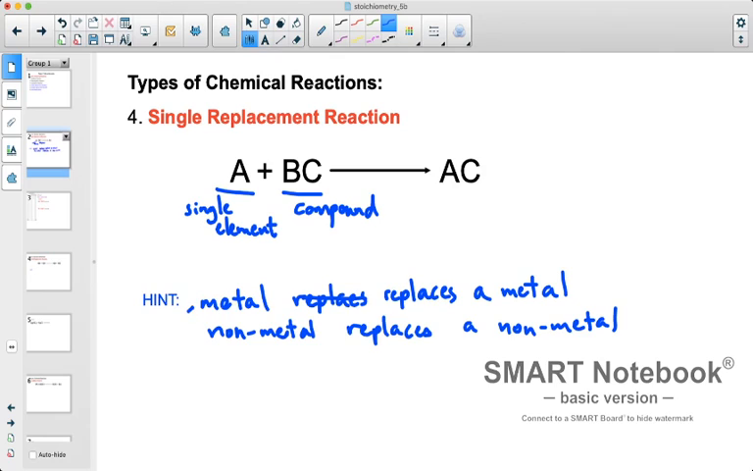Now, the thing with the single replacement reactions is that we need to rely on table J. So I need you to find your reference tables, pause the video if you need to, in order to determine if that single element is strong enough to break an octet. And table J is really the one table that will help us determine if a single replacement reaction will occur. All right, so let's take a look at examples.